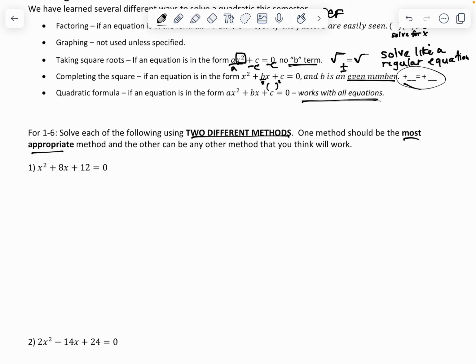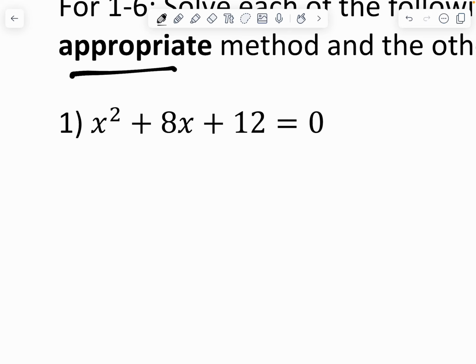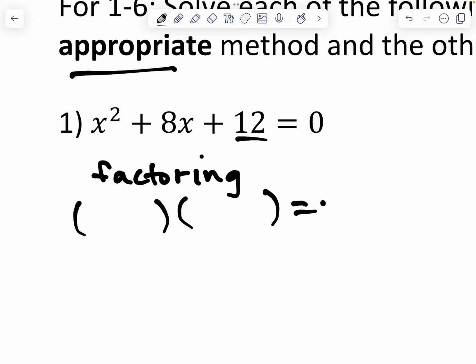The other one, you're going to have to choose another method that works. So if I look at number 1, I'm going to look, can that easily be factored? Well, it looks to me that it can. Factors of 12 that add up to be 8. That's a simple factoring problem. So I can use factoring, and then I'm going to show how I factor. So whatever that factors into, and set it equal to 0, and then solve.